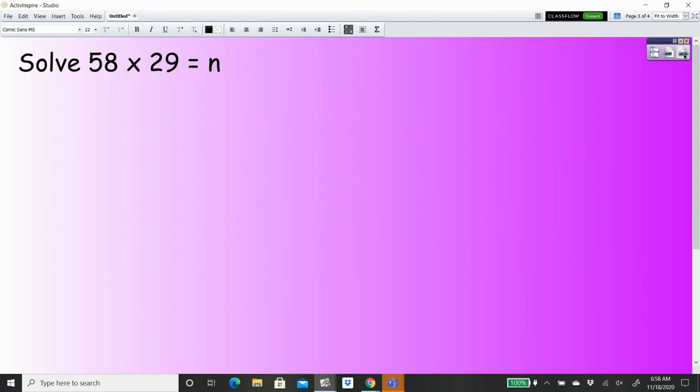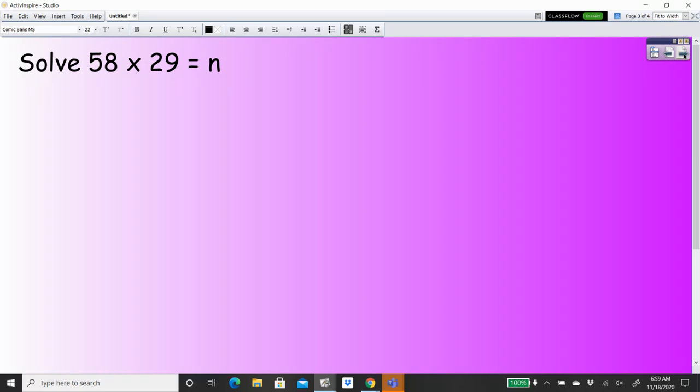So let's say I had to solve and find the product of 58 times 29. I wrote it as an equation. An equation goes from left to right with an equal sign. And since I do not know the product yet, I did place a variable. A variable is a letter that stands for the unknown product. So I am using the variable or letter N to represent the product of 58 times 29. So I will follow the steps.